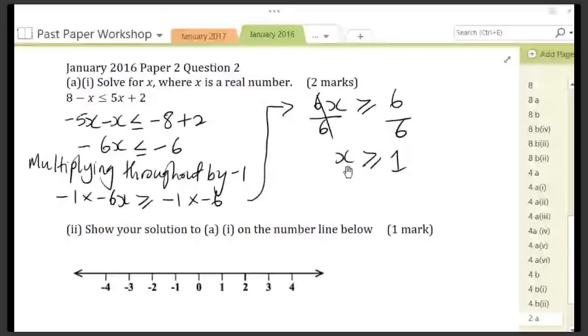Part 2. Show your solution to part A part 1 on the number line below for 1 mark. So all I'm going to do here is go to x is equal to 1. And remember, this is greater than or equal to, so this will be a shaded circle. If it was just greater than, it would be an unshaded circle, and the arrow pointing so.